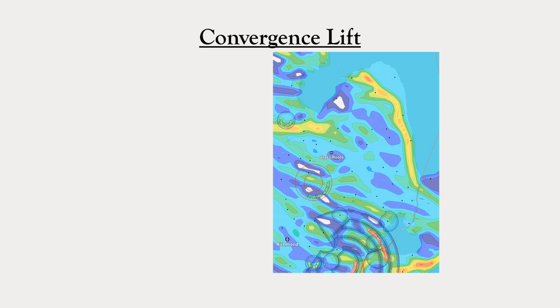This is a screenshot from SkySight on a day where convergence lift was happening along the Lake Huron shoreline in Michigan. This yellow with the red parts there are showing good vertical speed of air and good soaring heights along that region.